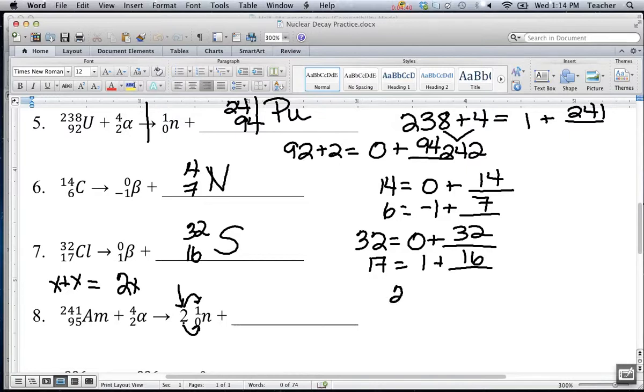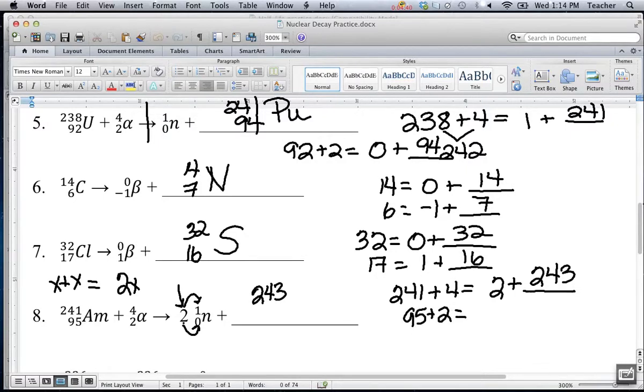So when I set this up on top, I would have 241 plus 4 is equal to 2 plus something. Now 241 plus 4 gives me 245, so this something, 243 plus 2 gives me 245. And then on the bottom I have 95 plus 2 is equal to, now 2 times 0 is still 0, plus something, and that something is 97. So when I look that up, it is capital B, lowercase k.